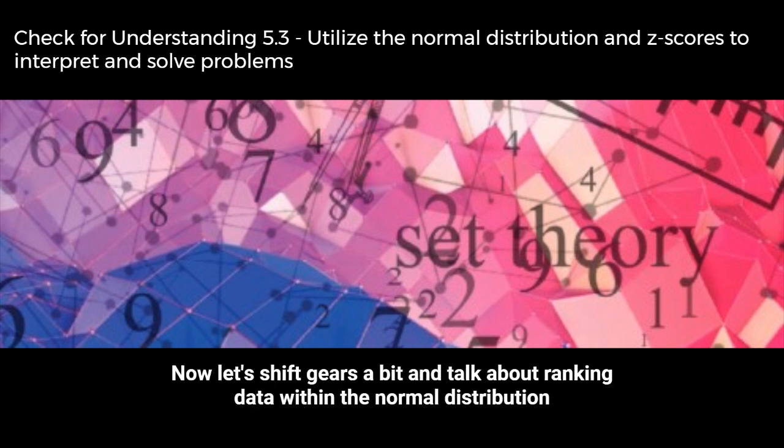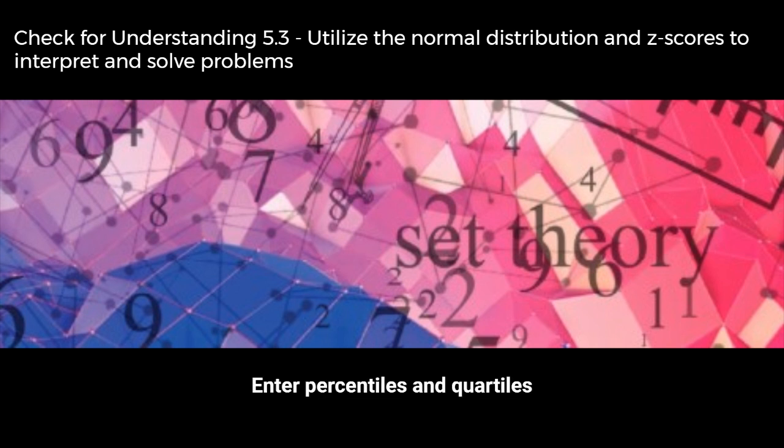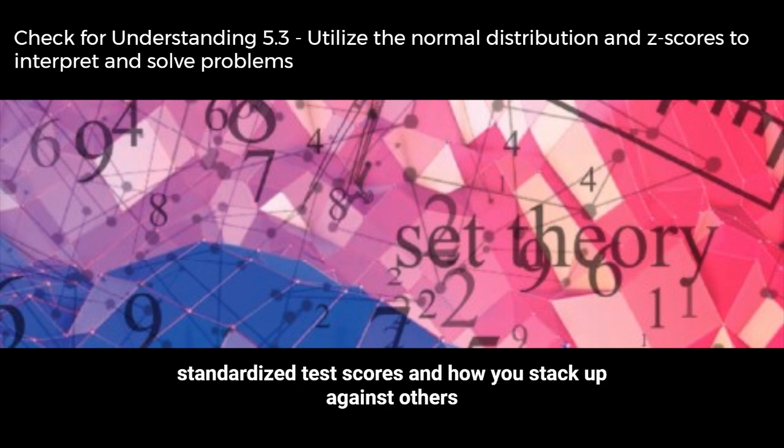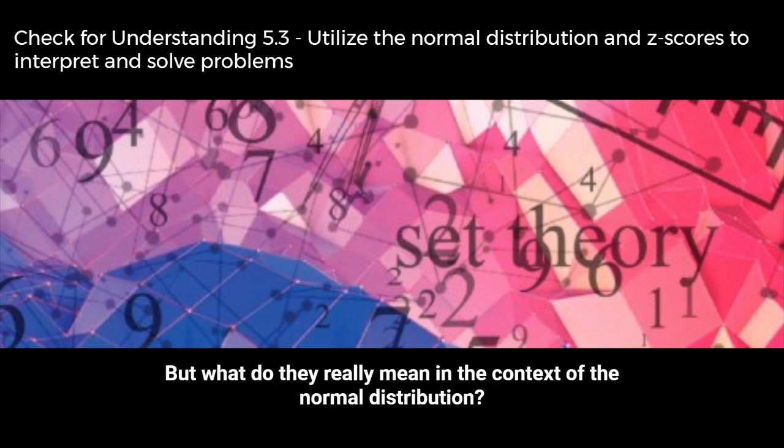Exactly. Now, let's shift gears a bit and talk about ranking data within the normal distribution. Enter percentiles and quartiles. I bet you've heard these terms before. Oh yeah, percentiles and quartiles. Definitely heard them, especially when talking about standardized test scores and how you stack up against others. But what do they really mean in the context of the normal distribution?